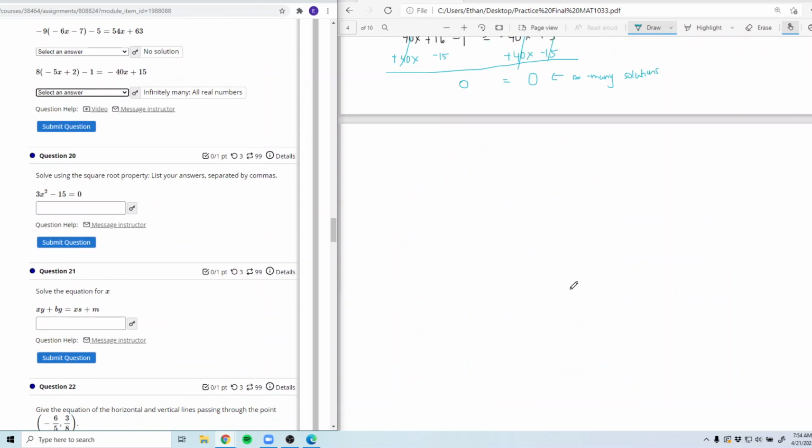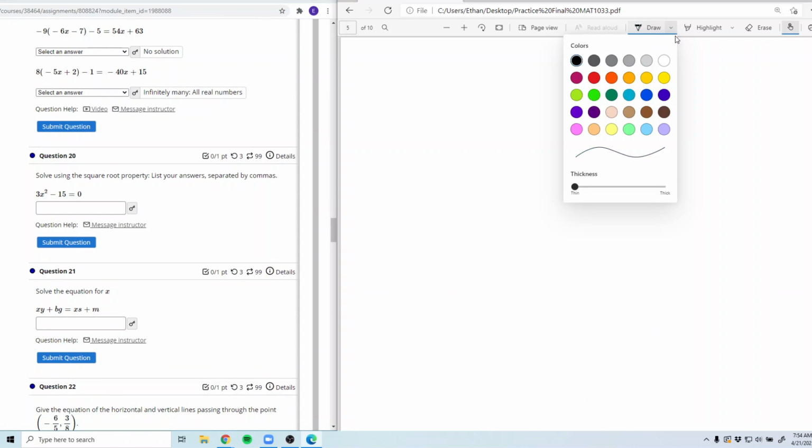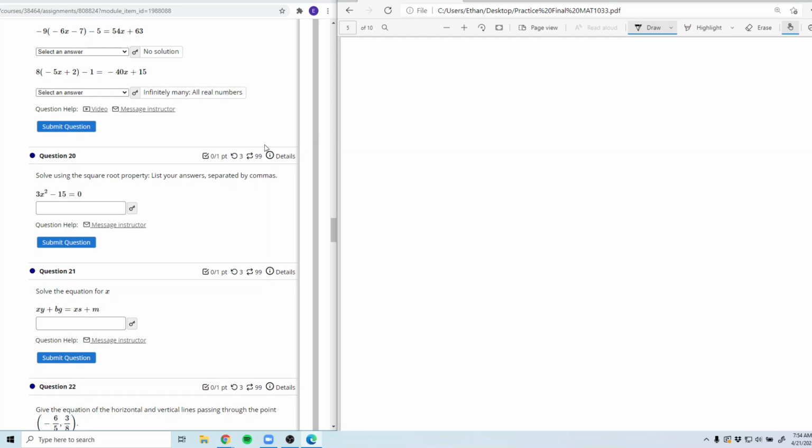All right, number 20. Number 20 here we have using the square root property solve this. We've got 3x squared minus 15 equals 0. Okay, the square root property is one of the new things. It is when we get the x by itself, or specifically get the x squared by itself, because there's only an x squared, there's not an x. So let's go ahead and do that first. We want to get this by itself. We can add the 15 to each side. We get 3x squared equals 15.